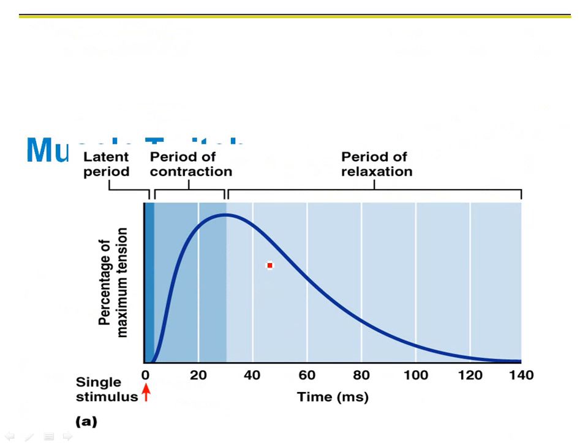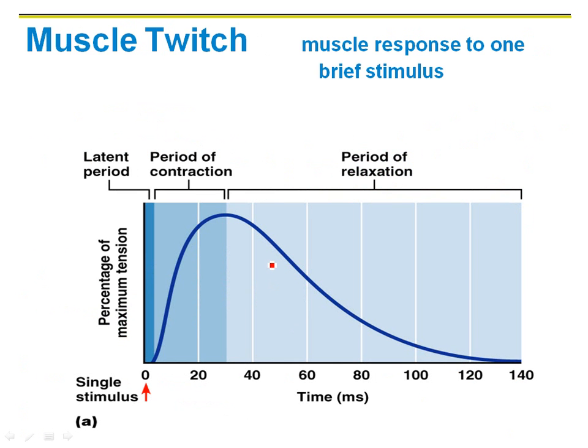Now we're going to look at a muscle twitch. A muscle twitch, this is called a myogram, it's a graph. A muscle twitch is a muscle's response to one brief stimulus. And you can see three phases. The latent period is a time when the muscle is not contracting and therefore not generating tension.